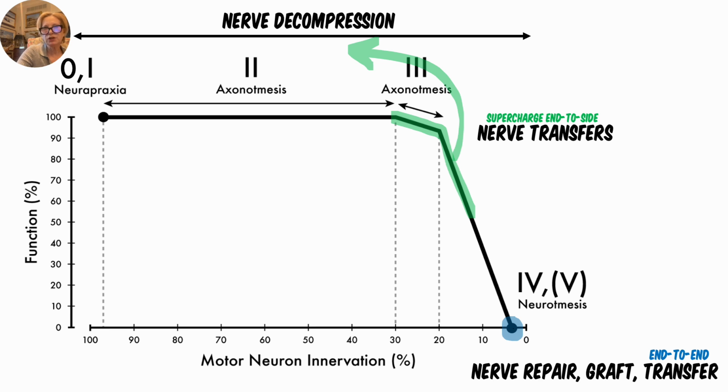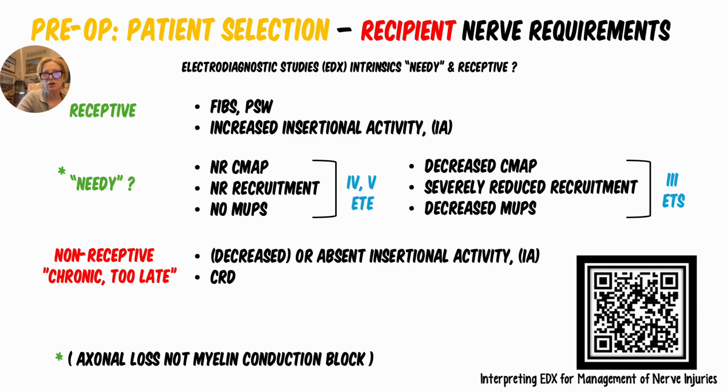So that's the marriage between the classification and starting to understand why we need to know about electrodiagnostic studies. This is a key slide that demonstrates the things we're looking at when we move now to the electrodiagnostic studies. Is the muscle receptive? Is it needy? Is it receptive?